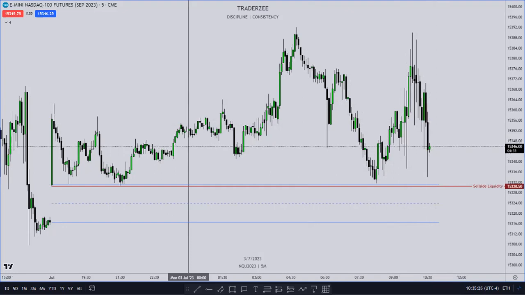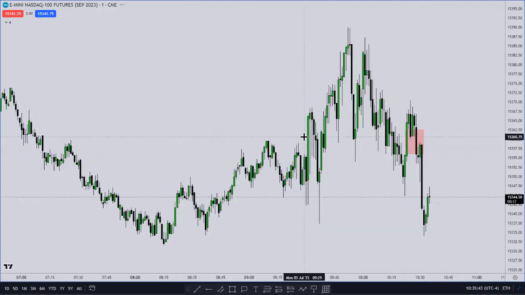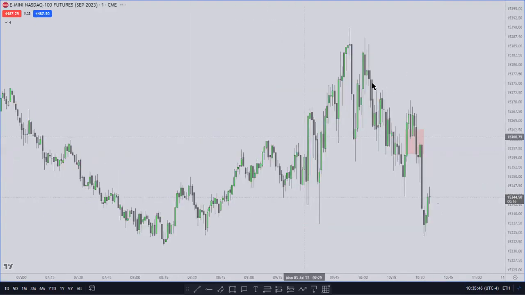If I would have taken that, which I said do not take it, I would have gotten stopped. Not now. My stop loss would have been above the mean threshold of the bearish order block.